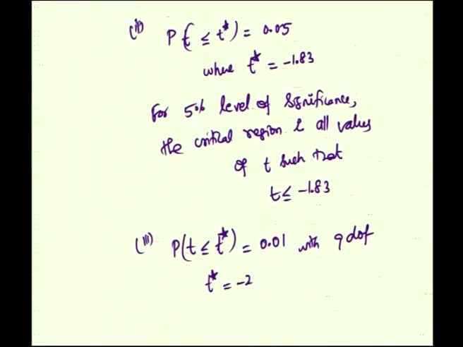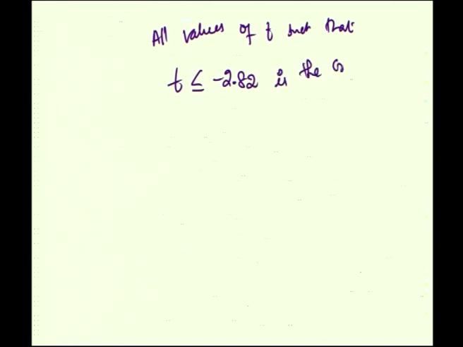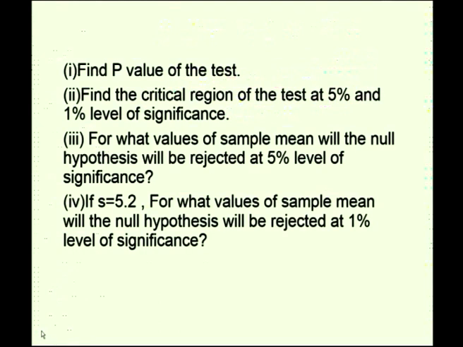Therefore, we have referred for 9 degrees of freedom at 2 percentage level of significance, and the t star value comes to be equal to minus 2.82. Okay. Therefore, we see that P of t less than or equal to minus 2.82 is equal to 0.01, and we write all values of t such that t less than or equal to minus 2.82 is the critical region for 1% level of significance. Okay, what is the next question?